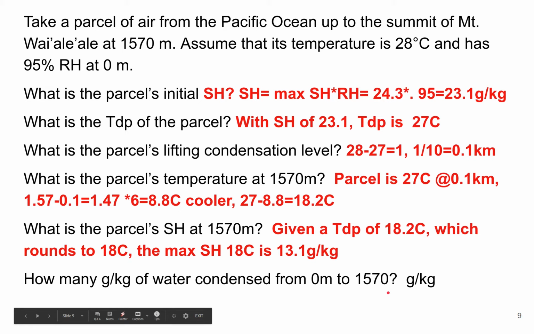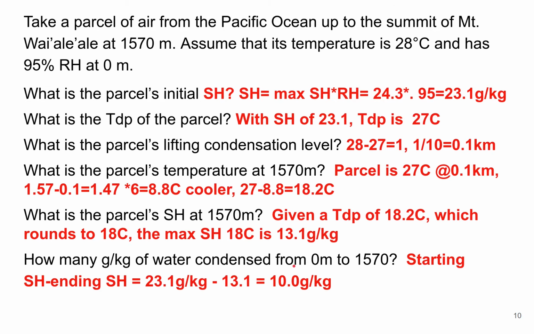So we started with 23.1, we finished with 13.1. That makes the math easy. So starting specific humidity minus the ending, 23.1 minus 13.1, is 10 grams of water vapor condensed. And that's it for that one.